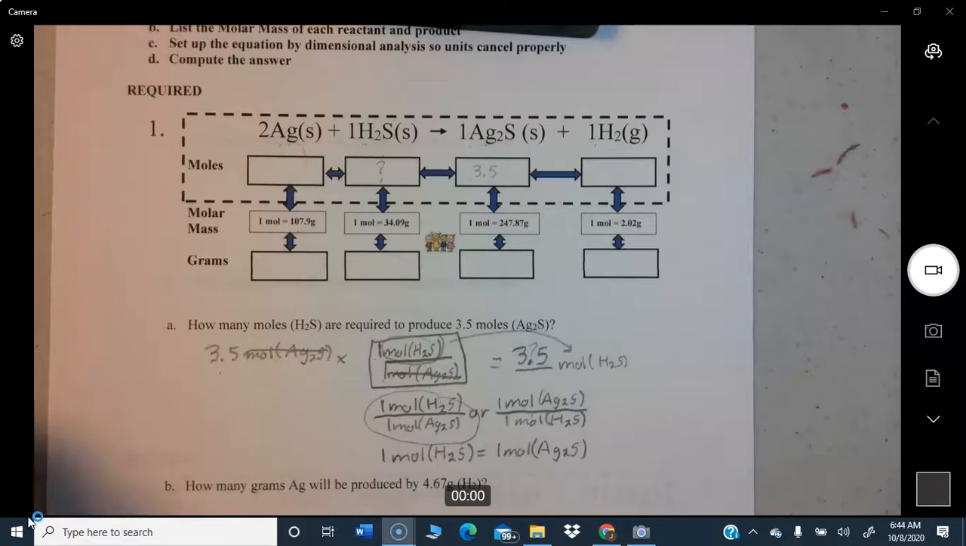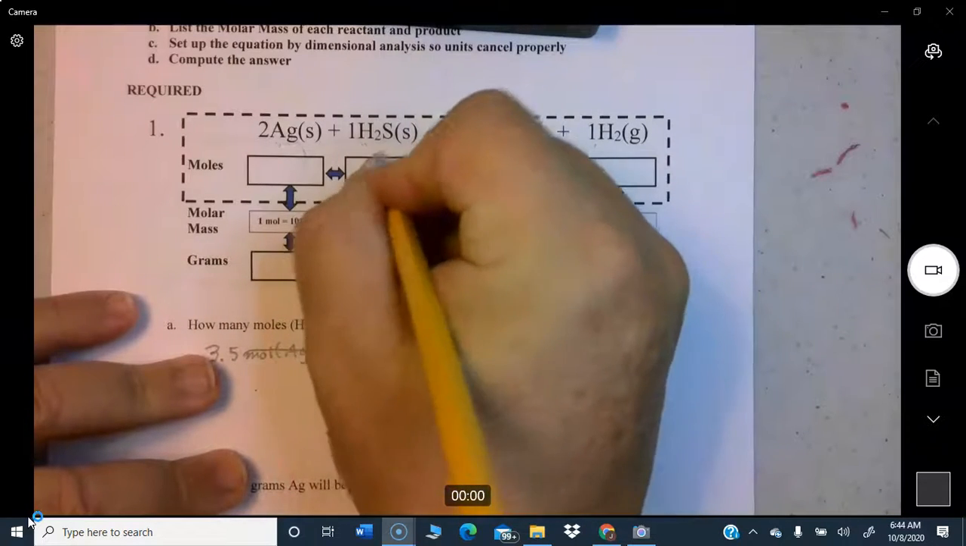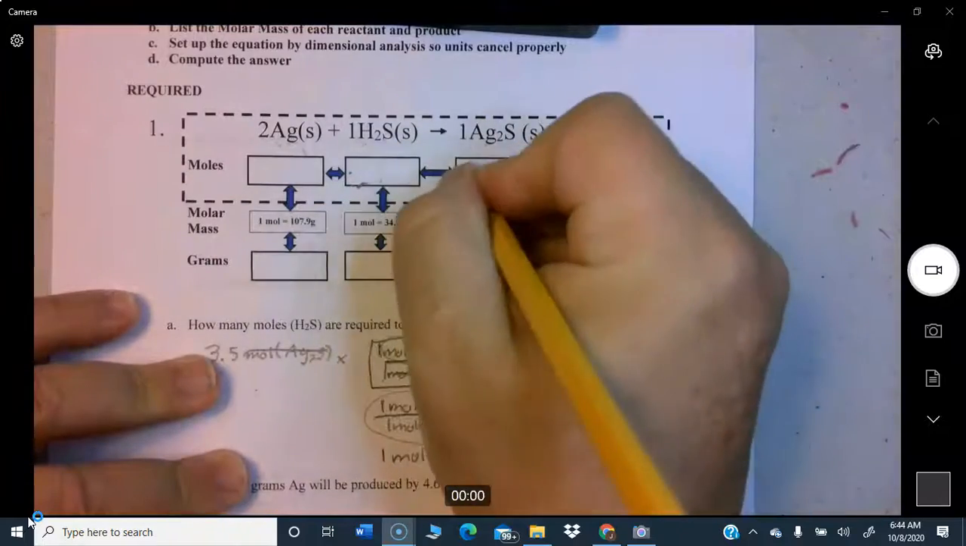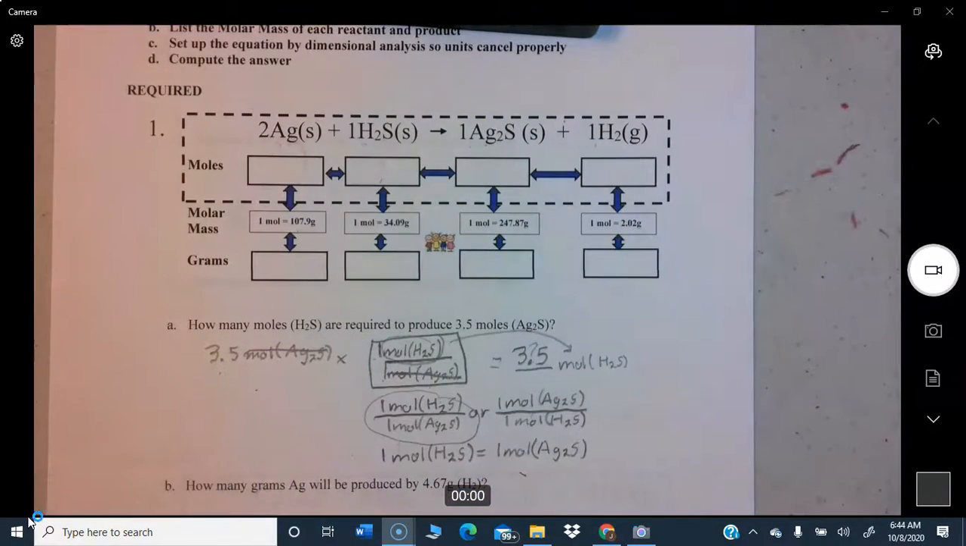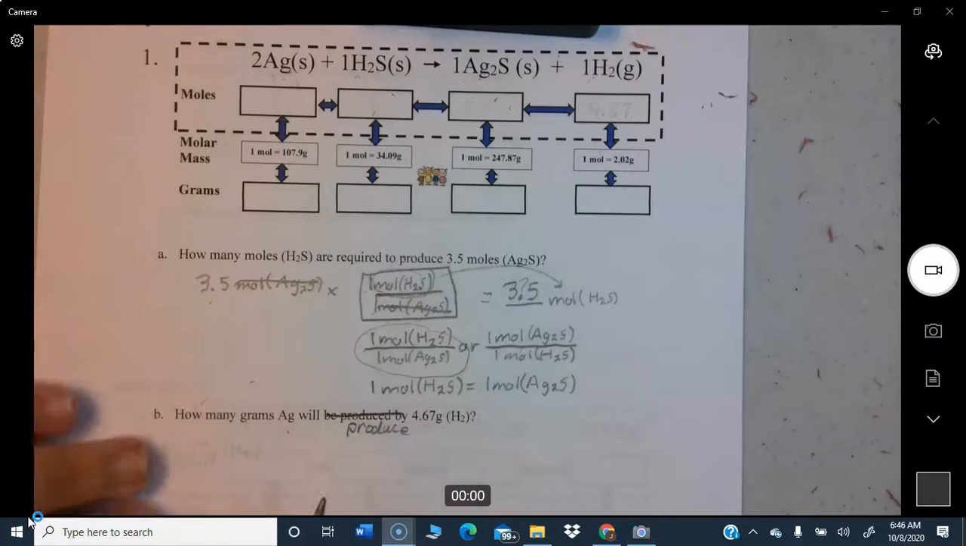All right, let's go on to the next one. Before we do, let's erase the markings we made in the graphic organizer. That's optional for you to do, but I recommend you do it on this assignment. Be sure you see how the problem is flowing. All right, we're going to move on to part B.